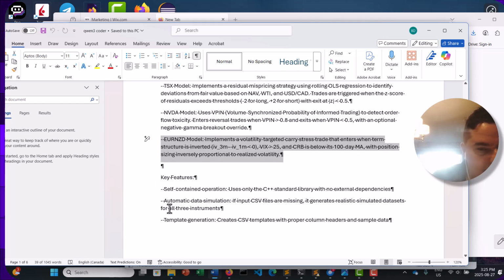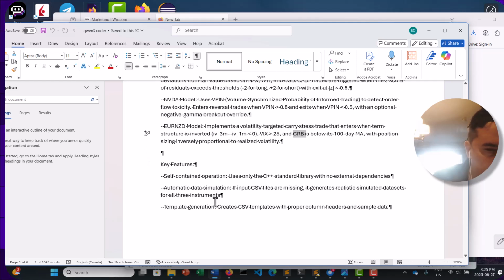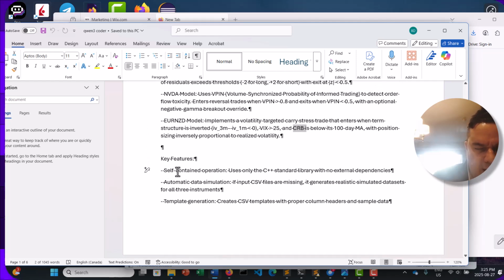I haven't looked into it, but you can tell that once again it's giving you the exact parameters right here. These right here on the entry and exit. So again, you can see here it's using a 100-day moving average, but the CRB, I can't remember what that is, I have to look at the code. But nonetheless, doesn't matter. We're looking at the quality code here. So these are the key features, which I stressed in my prompting.